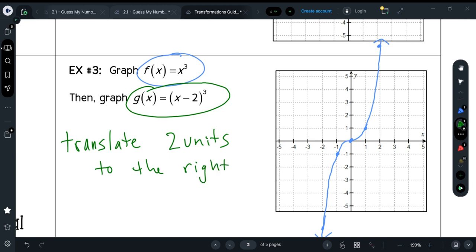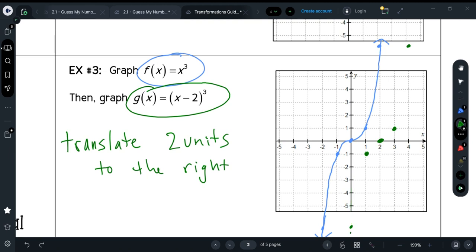And now let's go ahead and do it. So basically each of these points is going to move to the right 2 units. So the starting point, which was at 0, 0, is now going to be at 2, 0. And then this point here will scoot over to here. This point here will scoot over to here. And then we've got these points that are off the chart. So that's going to scoot over to approximately right there and approximately right here. And then we'll connect these with the smooth curve, same shape.